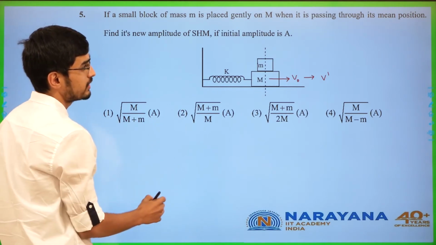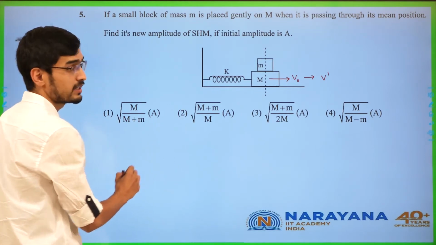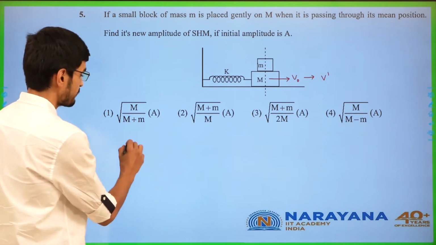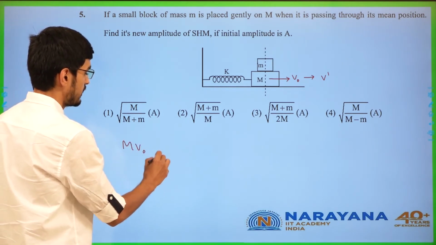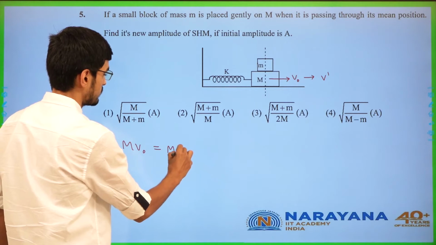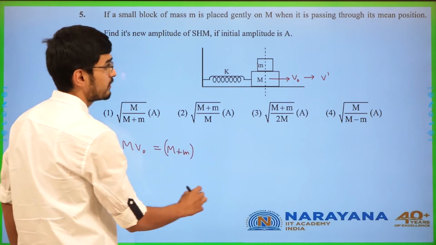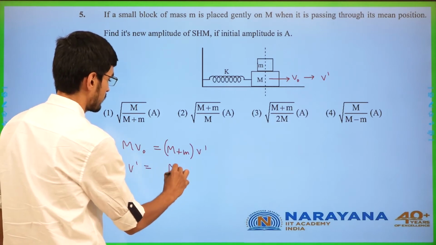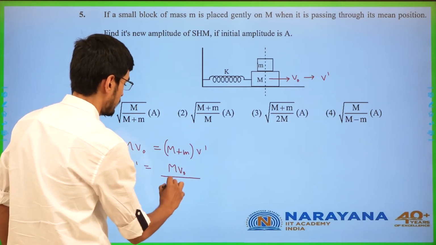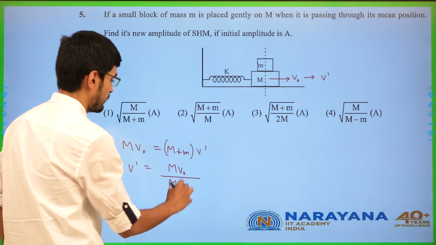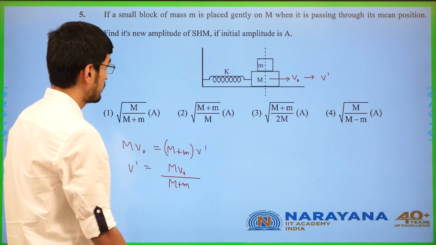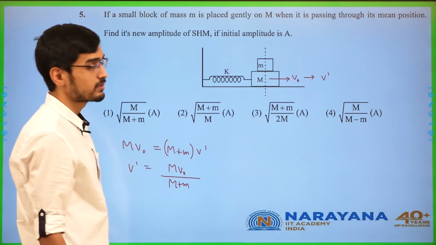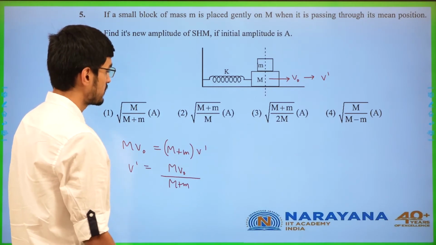We can find the relation between V0 and V dash by conserving linear momentum. So if we do that, we get mV0 equals M plus m multiplied by V dash. So V dash would be mV0 upon M plus m. Now, the question is asking us to find the new amplitude if the original amplitude was A.